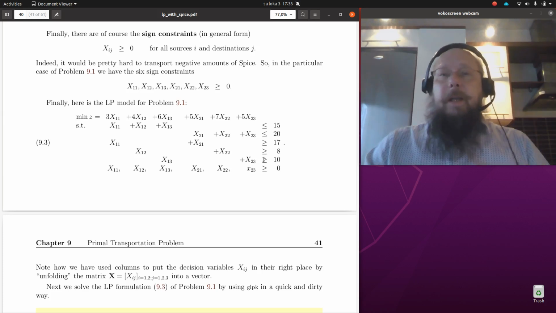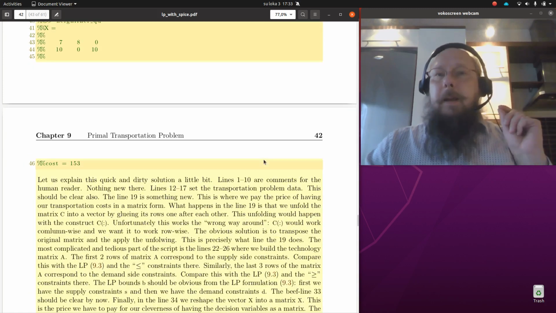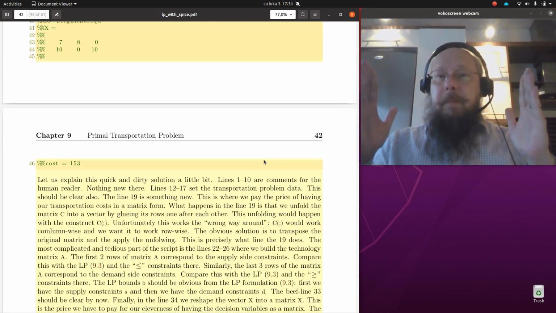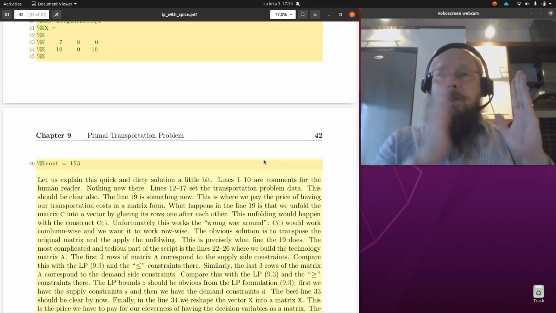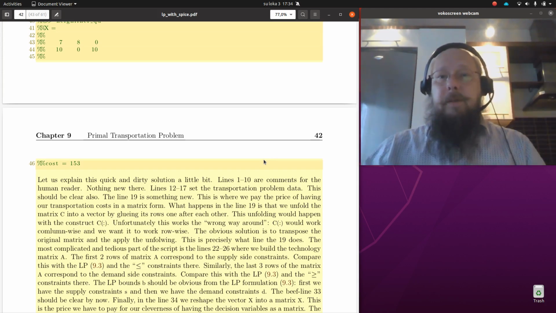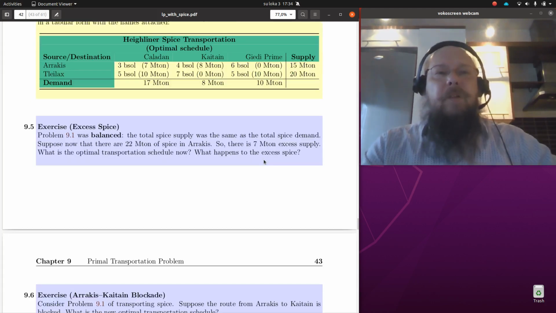In our general LP hammer, we don't really care. It means that everything must be sent and everything is received. There is enough from the source side, and on the demand side there is an equal amount of demand. So all the spice must flow. Nothing is left in the sources, obviously. So this was a balanced problem.